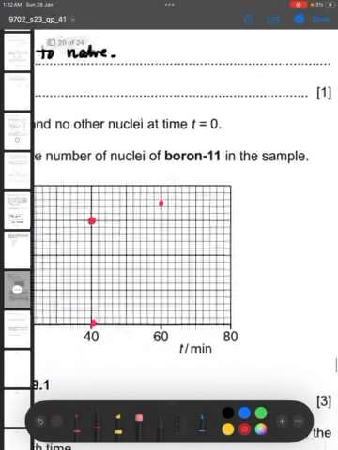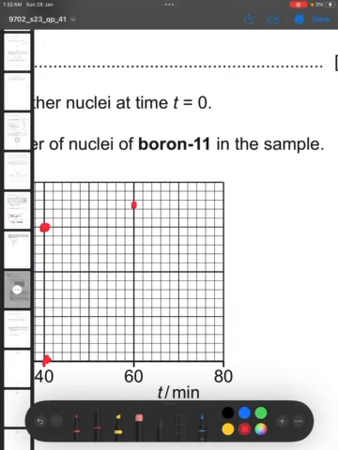In the next 20 minutes, again of the 0.125 that is left of carbon-11, if it decays by half, it will form half of 0.125 of boron, which is 0.0625. So it will be half of that one, which will be somewhere here.